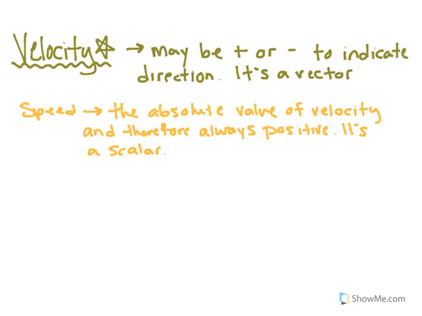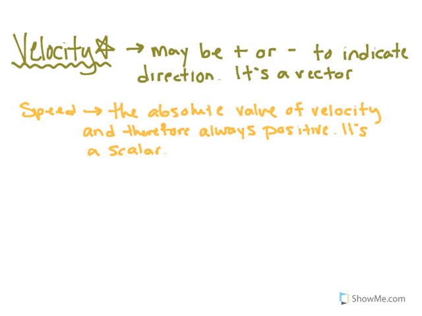So the difference between velocity and speed: velocity could be positive or negative, and it usually indicates direction. So for instance, if we have something falling towards Earth, we may have something being positive to indicate that it's getting closer to us, or negative in the case that it's getting farther away from us. But either way, they can represent different things. You just have to pay attention to the context of your problem. In other words, this is a vector. It has direction and magnitude.